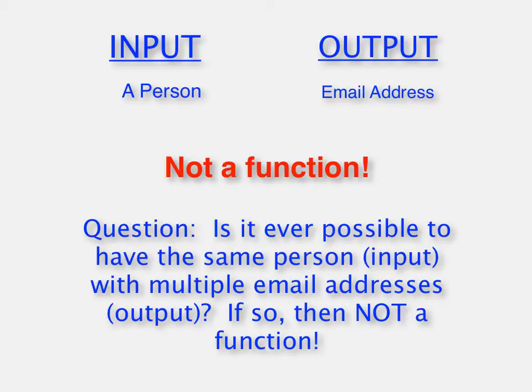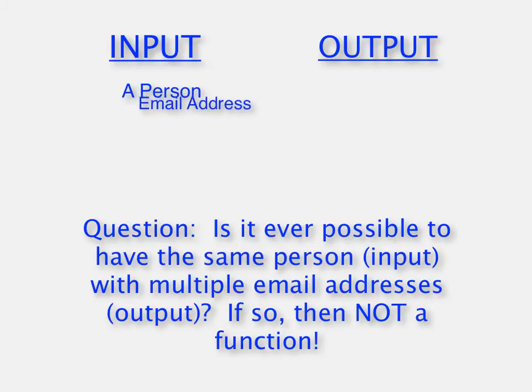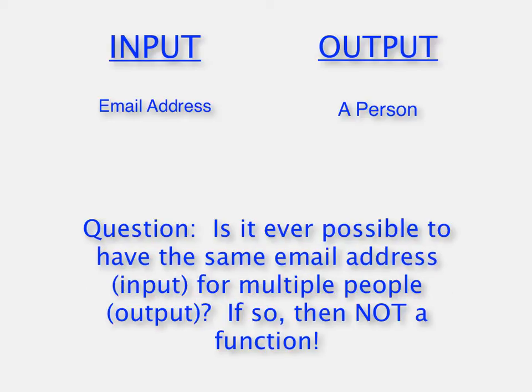Now let's just think off the top of our heads about the inverse of that, where the input would be an email address and the output would be a person. Is it the case that each email address is associated with just one person? Typically, I would say yes. I think that inverse relationship would be a function. Every email address goes with exactly one person. Now, I know on occasion sometimes families have a family email address, so in that case it wouldn't be. But for the most part, I think that an email address is usually associated with exactly one person.